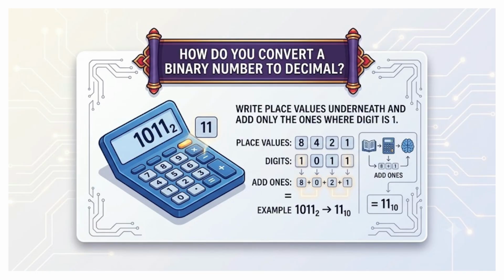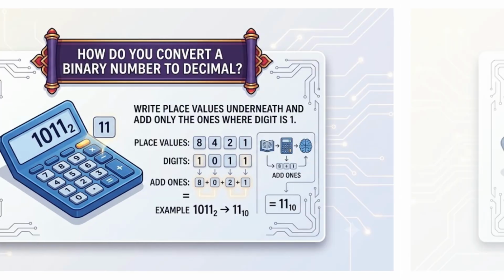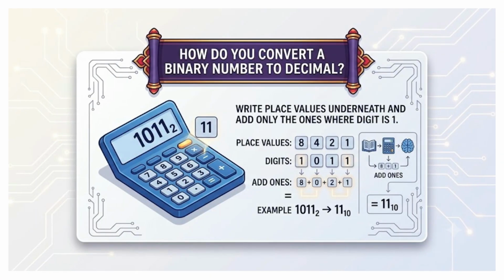For this example, we have 1, 0, 1, and 1. So we add 8 plus 0 plus 2 plus 1. The total is 11. Therefore, the binary number 1011, written as 1011 base 2, is equal to 11, written as 11 base 10. Remember this simple rule. Write the place values underneath the binary number, then add only the place values where the digit is 1. If you follow these two steps every time, converting binary numbers to decimal becomes quick, accurate, and easy.